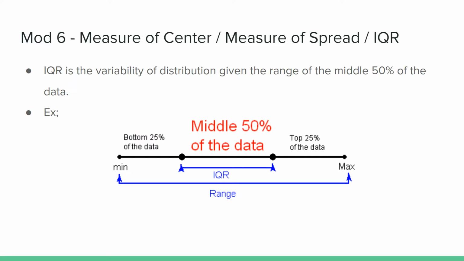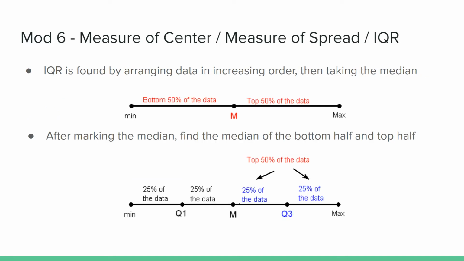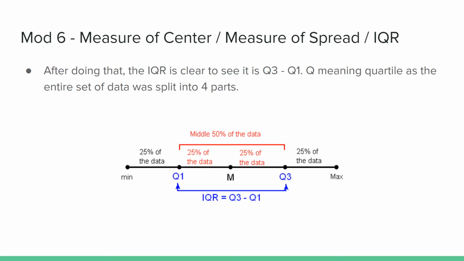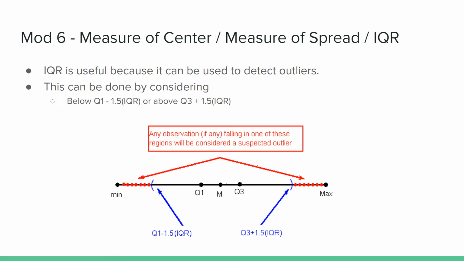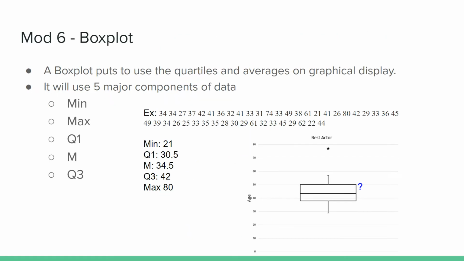Interquartile range, or IQR, is how distributed the middle 50% of the data is. This can be found by splitting the data into quarters, and the middle two quarters will be the IQR range. IQR is most useful because it makes it easier to identify the outliers. The values found by IQR can be used to create a box plot, which uses the min, max, Q1 or quartile 1, median, and quartile 3 to display a 5-number summary on the dataset.